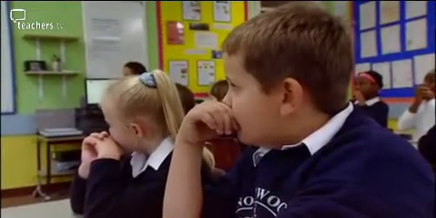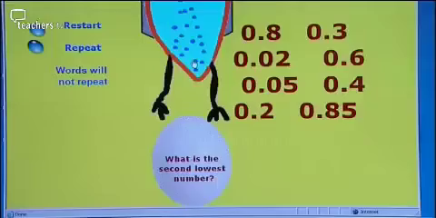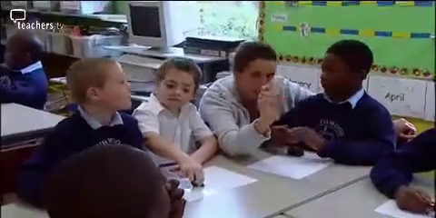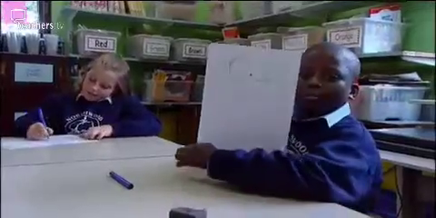To round up the lesson, Paul tests the pupils' translation of fractions into decimals using a multiple-choice quiz on the interactive whiteboard. Which number is equal to 2/10? 2. So it'd be 0.2. Good boy.